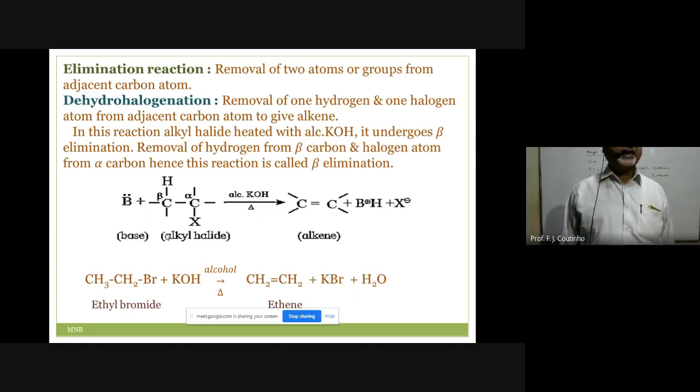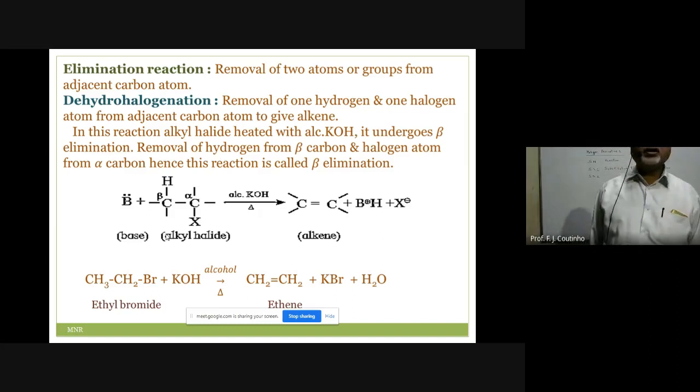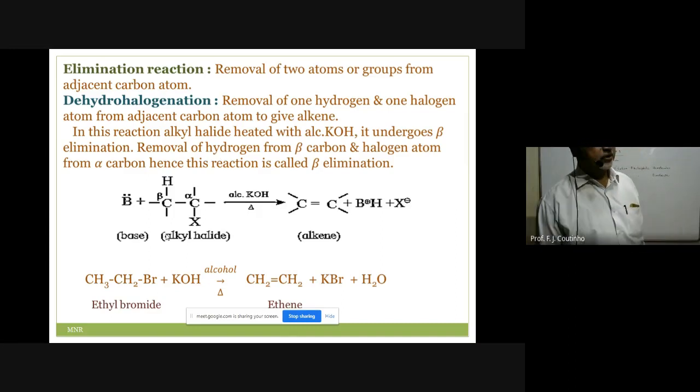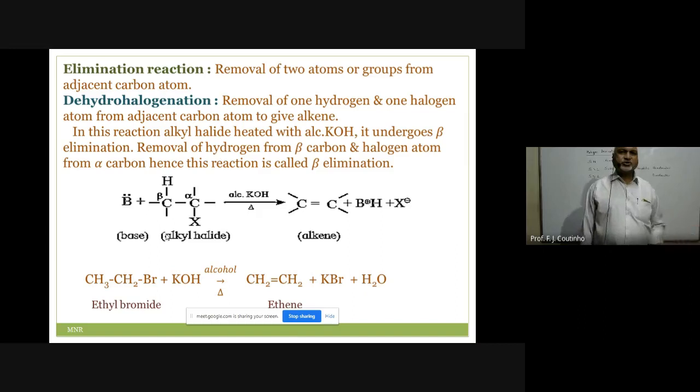Then what will be the criteria? Everyone has paid fees, everyone has paid everything, filled the form and all. But the criteria for elimination is the student who is not regular, who is irregular. So that is the criteria, and I try to eliminate that student who is irregular. So eliminate means I am trying to remove. So, removal of two atoms or groups from an adjacent carbon atom. Adjacent means very next.